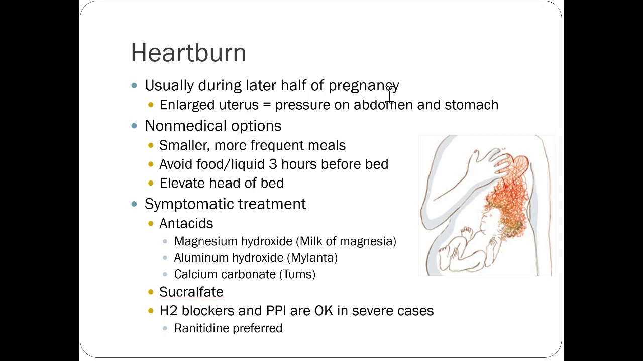But the better choice is going to be probably an H2 blocker. Ranitidine is very well studied in pregnancy, and that's the preferred treatment. Famotidine, the other H2 blocker that we use a lot, is thought to be safe as well. It's just not as well studied. We have a lot of pretty decent data on ranitidine. Why that one specifically, I don't know. That's the one they chose to study.